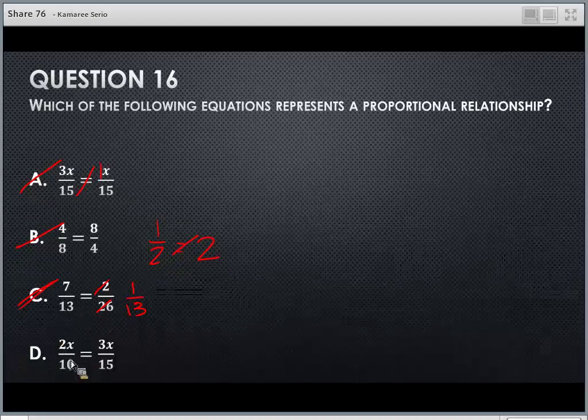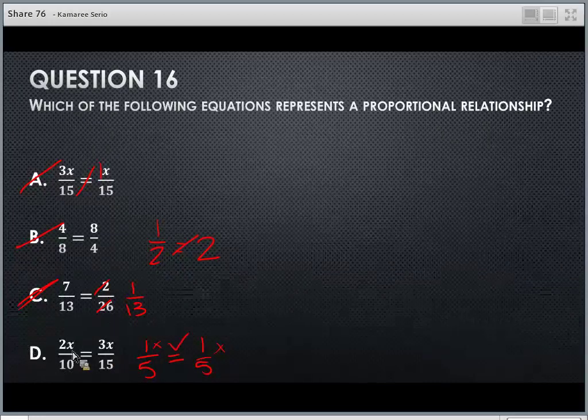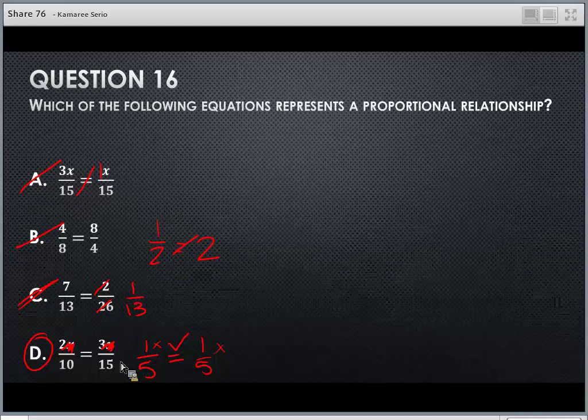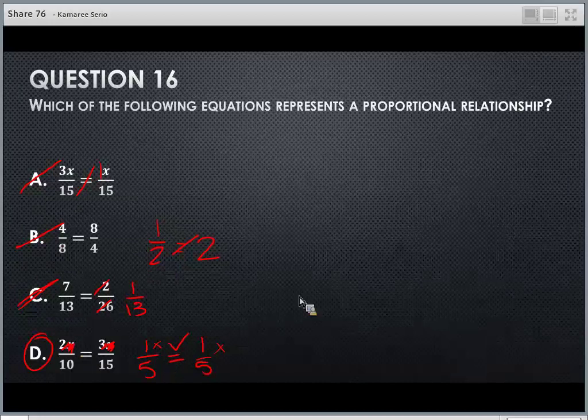So if I look down here, 2 over 10, I can divide both of those by 2 and get 1 over 5. 3 over 15, I can divide both of those by 3 and get 1 over 5. So these are the same. Now, if you just ignored the x's and only looked at the numbers, you would get 1 over 5 equals 1 over 5, which is the same thing. And since they're equal to each other, it is proportional. Okay, so if you're freaking out about the x's, just ignore them because they don't change how you solve the problem.